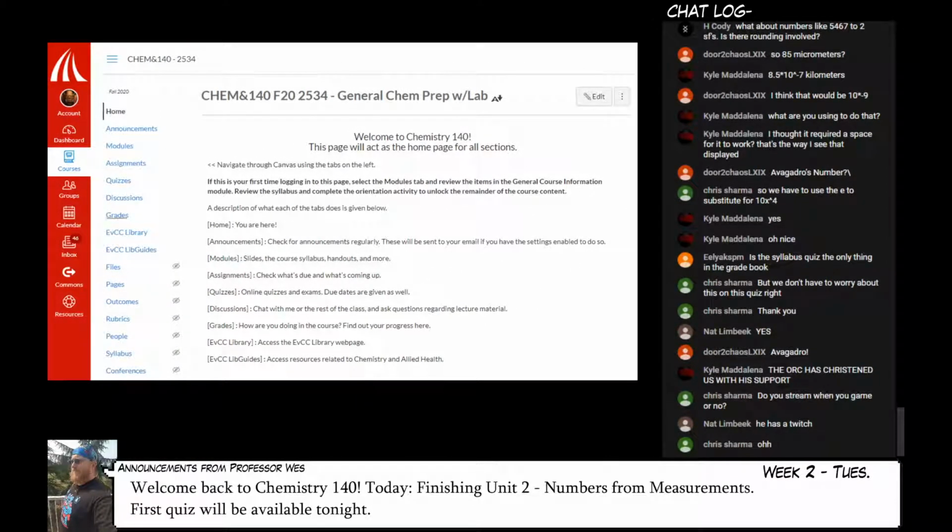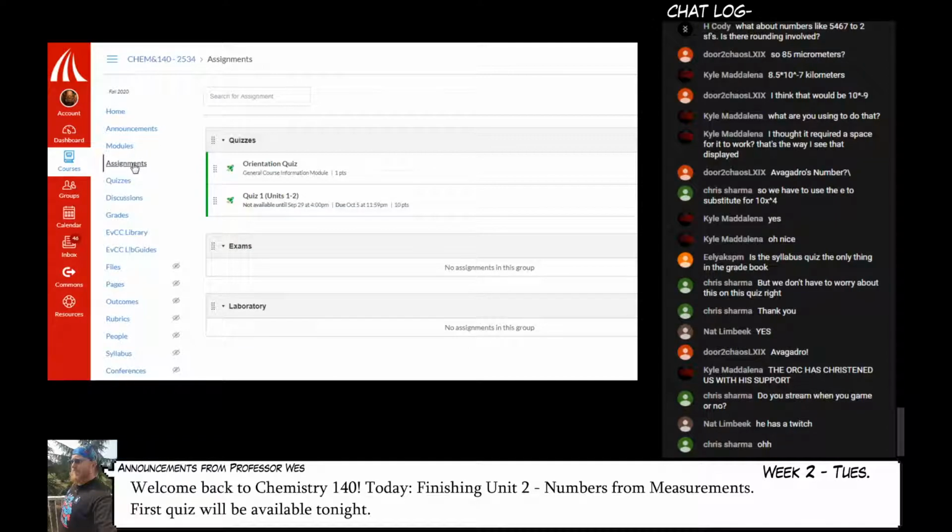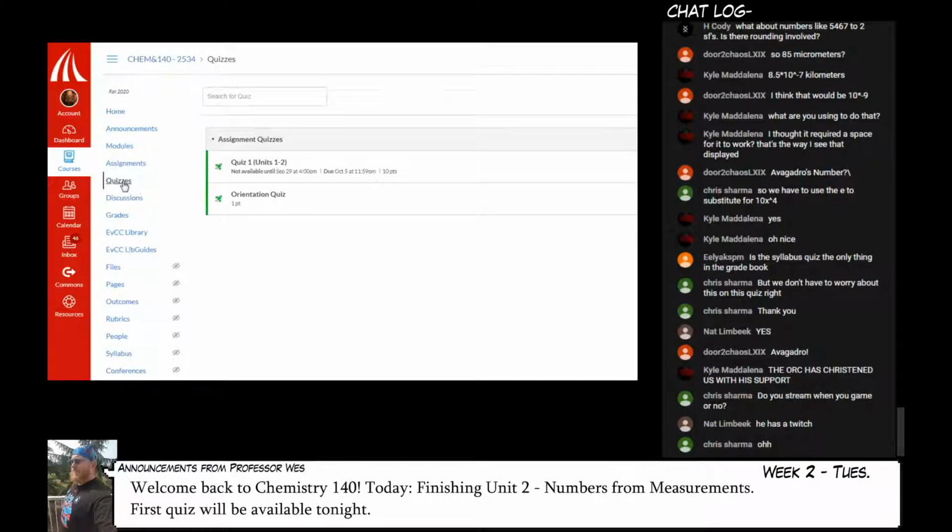So how do you take a quiz? You can either click on assignments or quizzes. They both do the same thing. If you click on assignments, there's a category called quizzes, and you can go to the quiz, which will open in 6 minutes. It's not available yet. I just set a timer. Or you can click on quizzes, and it's right here.